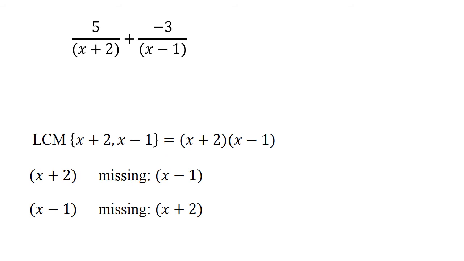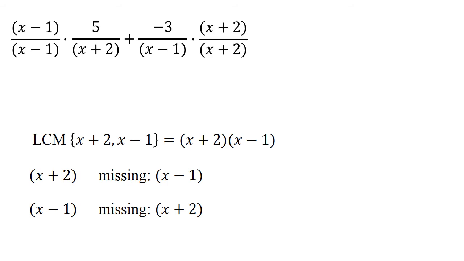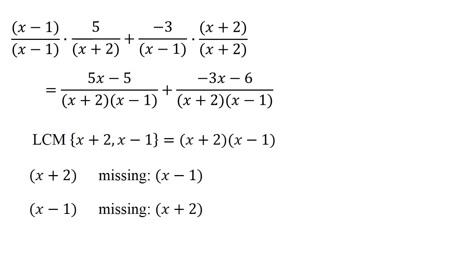Again, the first fraction is missing an x minus 1 on the bottom, so multiply top and bottom by x minus 1. The second fraction is missing an x plus 2 on the bottom, so multiply top and bottom by x plus 2. Again, what it's missing. Then you just distribute out the top: 5 times x, 5 times negative 1, negative 3 times x, negative 3 times 2, and get 5x minus 5, and negative 3x minus 6.